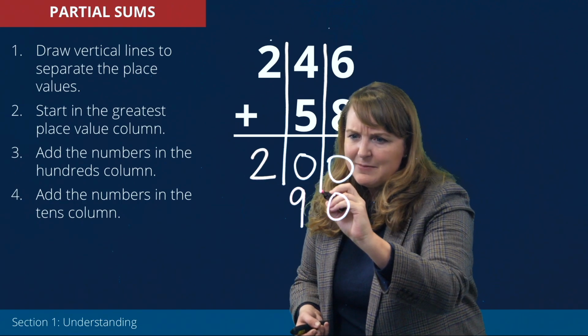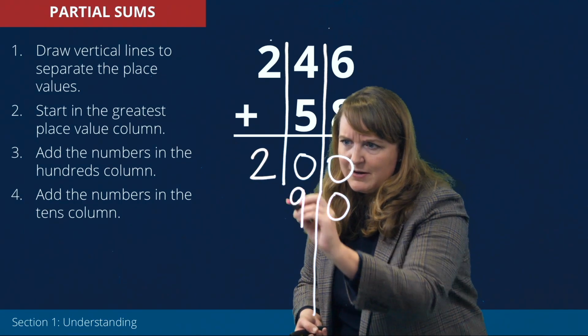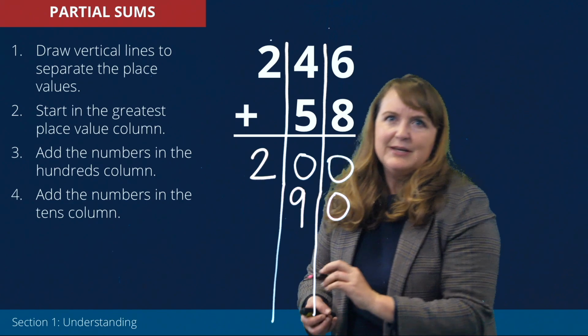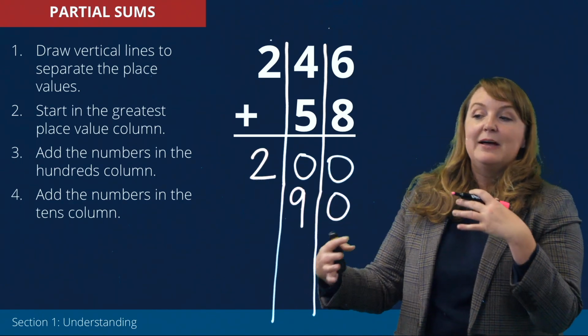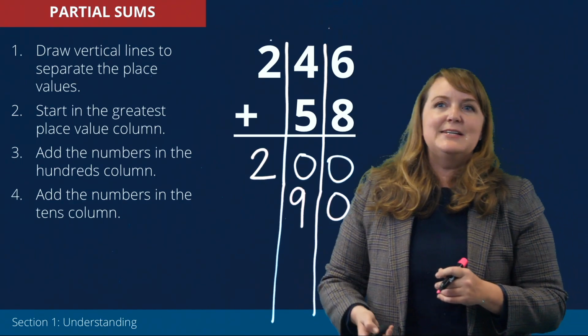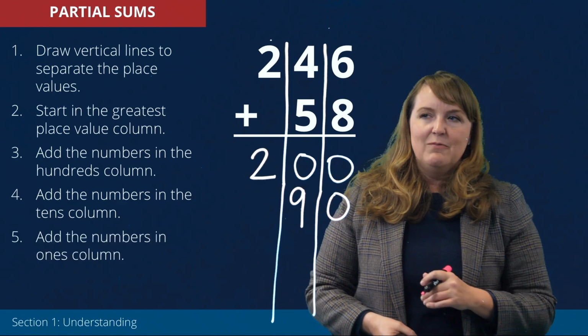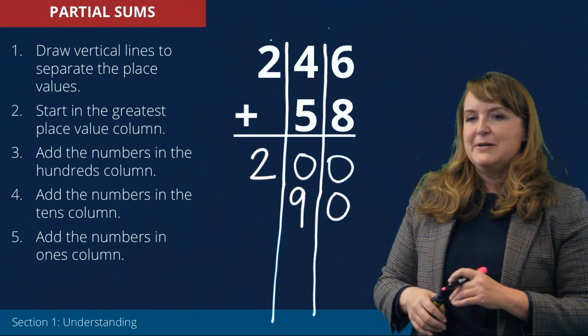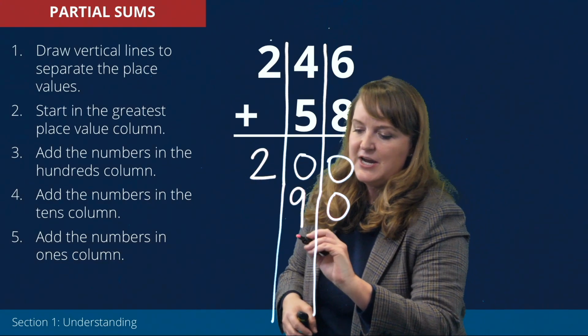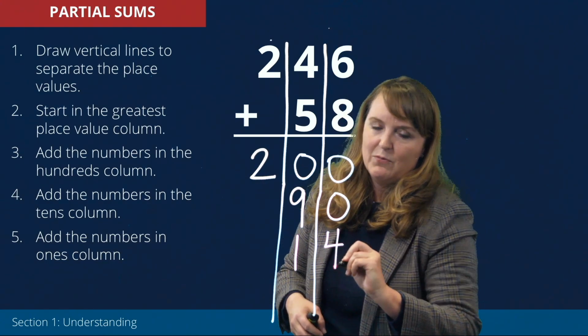And you know, one of the things I might do right now is continue my vertical lines, so I really continue thinking about that place value. And then it's time for us to add the ones. Here we're adding 6 plus 8. 6 plus 8 is 14. That's 1 10 and 4 ones.